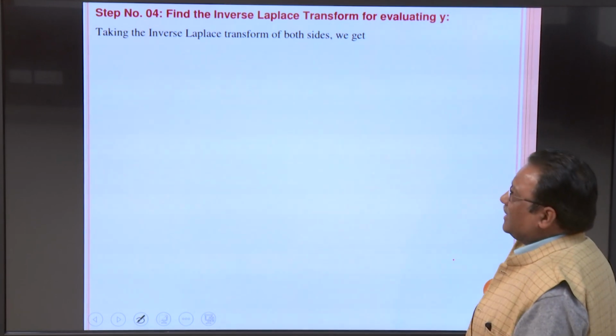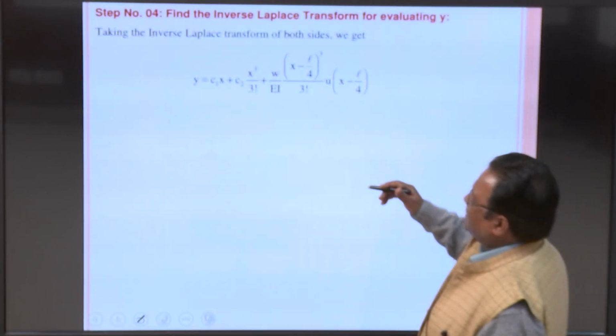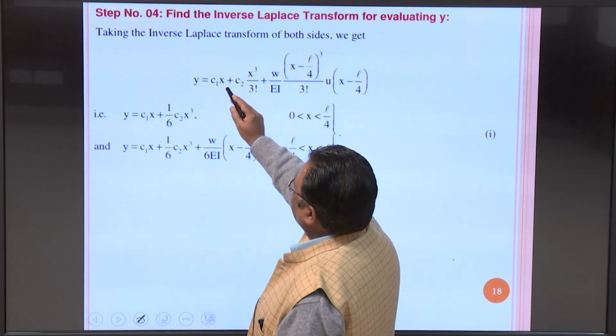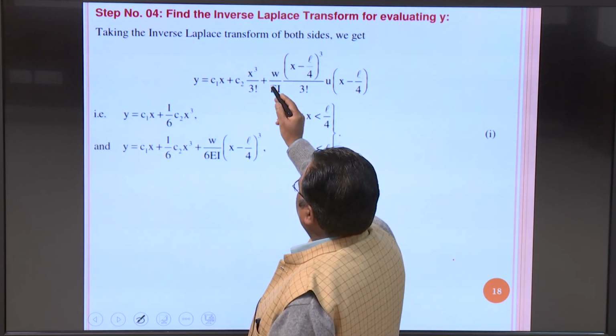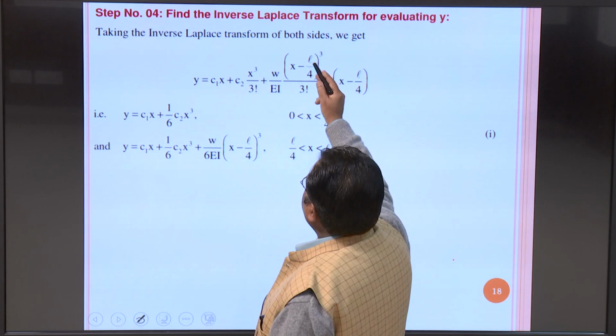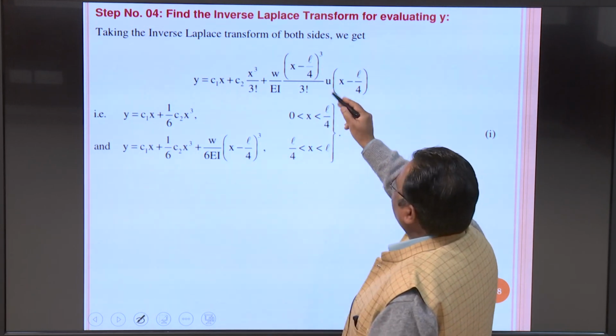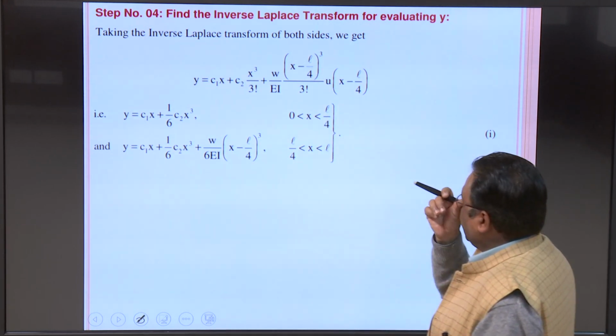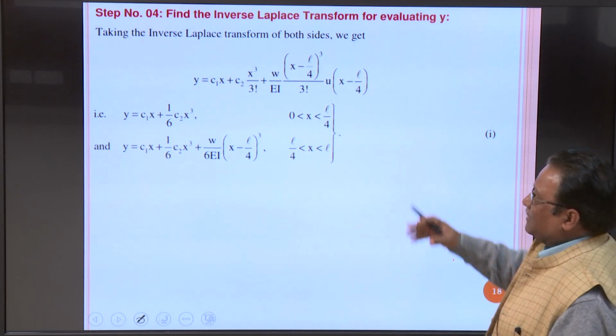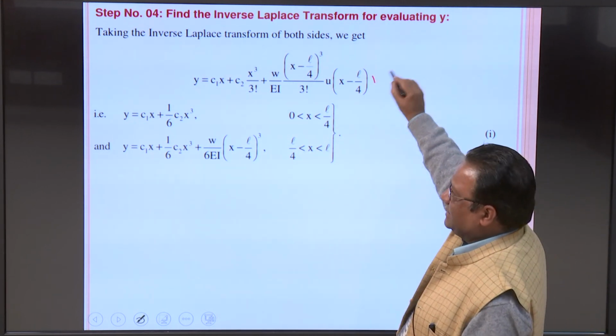So taking the inverse Laplace transform of both sides, we obtain y is equal to C1 x plus C2 x cube over 3 factorial plus W over EI (x minus L by 4) cube by 3 factorial u(x minus L by 4). तो जब आप inverse Laplace transform लोगे तो आपका ये result बन रहा है.